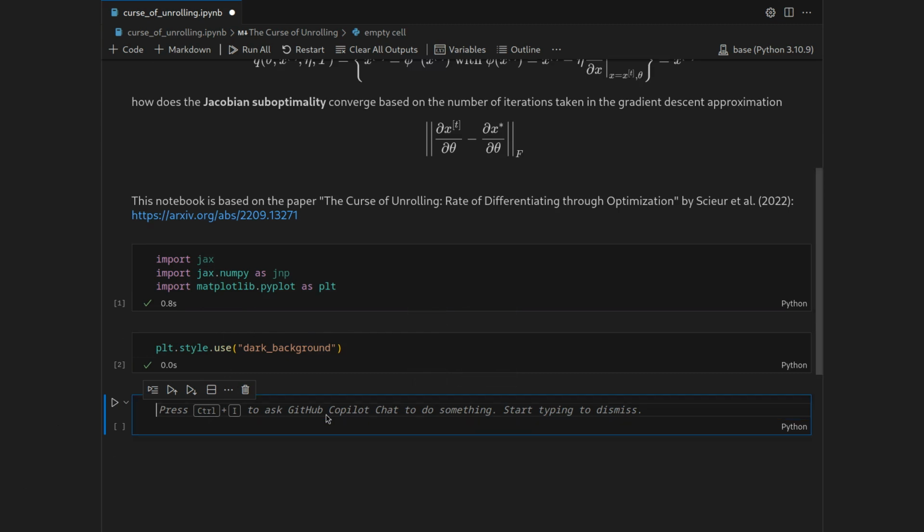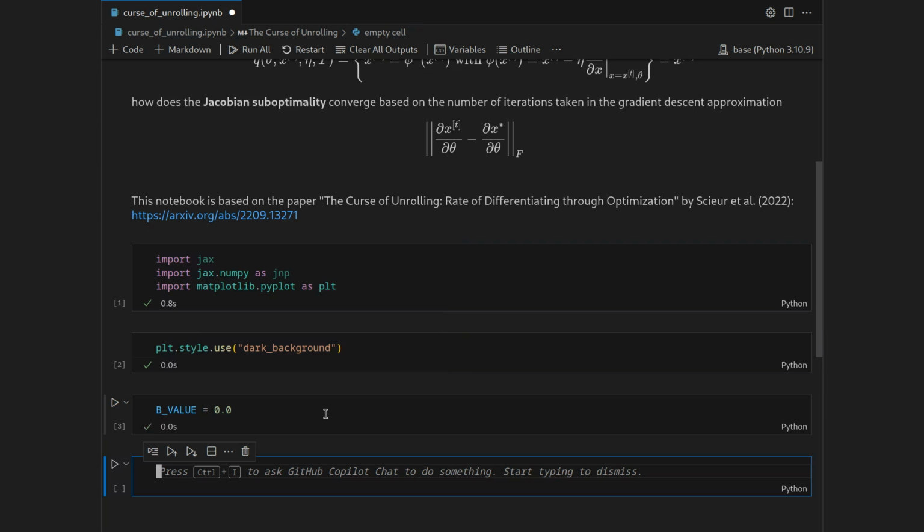Then let's start by first defining this b value, because this is the scaling of the linear term. Let me set it to 0 for now. And then we can implement the inner objective. So this is basically the convex quadratic part that we solve as our inner problem. So let's call this the inner objective.